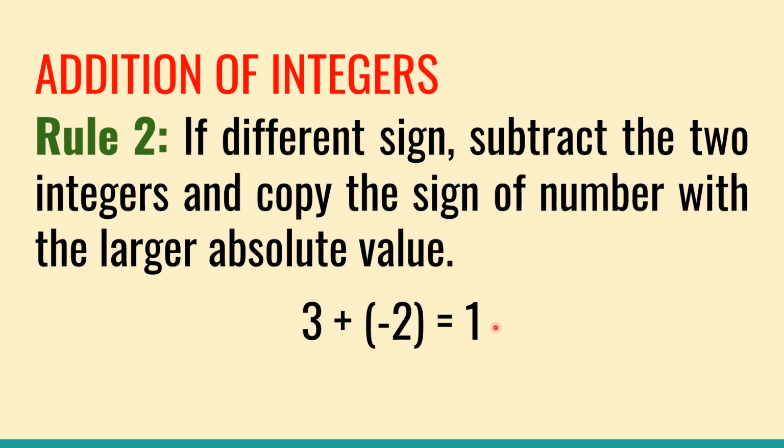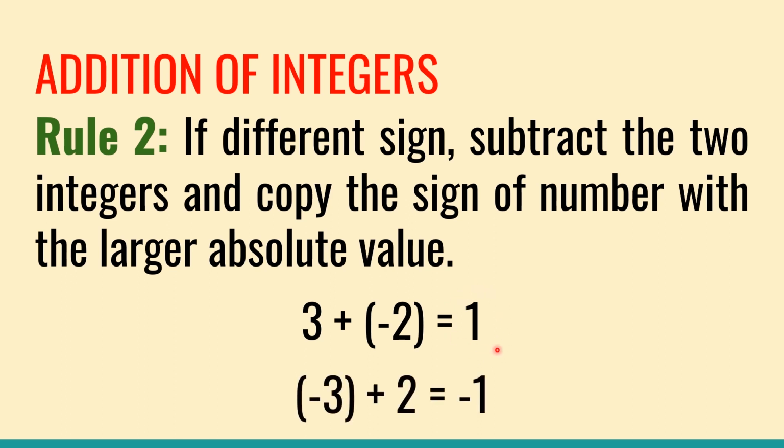Dahil magkaiba ng signs ang ating mga numbers, tayo ay magsasubtract. Positive 1 ang naging final answer dahil ang absolute value ng 3 ay mas mataas sa absolute value ng negative 2. Kaya ang sagot ay 1 o positive 1.